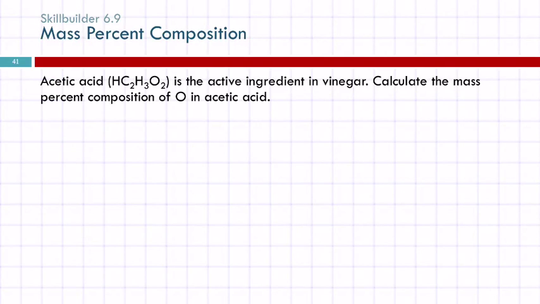Let's look at acetic acid. Acetic acid is the acid of acetate. So you take acetate ion and you stick a hydrogen ion on, you get acetic acid. That's the active ingredient in vinegar. That's what gives vinegar its distinctive vinegar smell. We're asked to calculate the mass percent composition of oxygen in acetic acid.